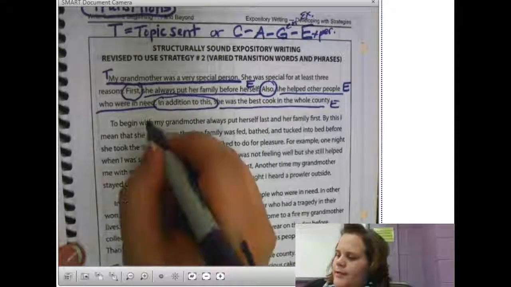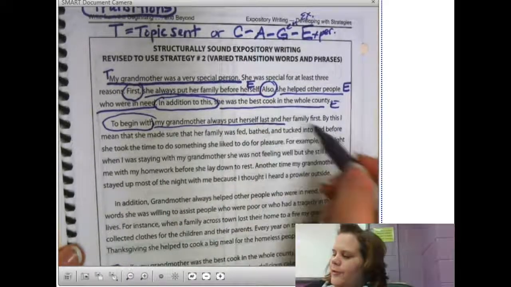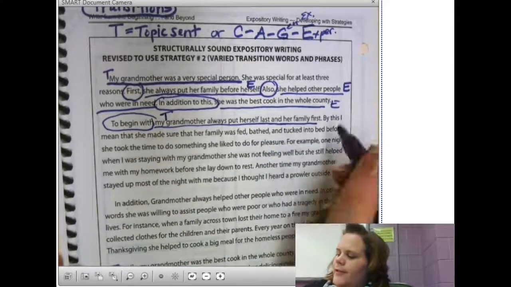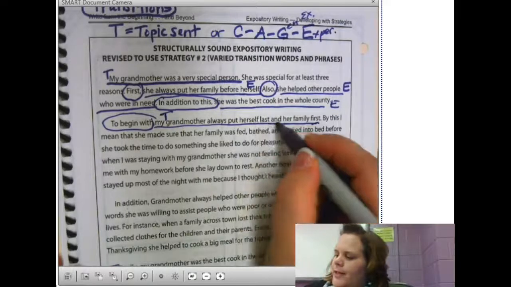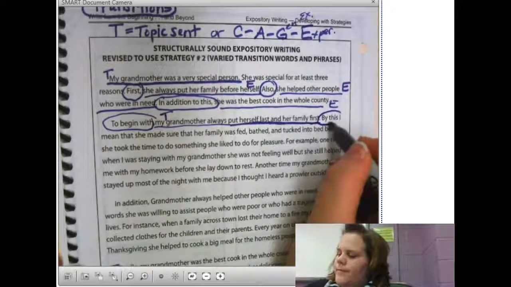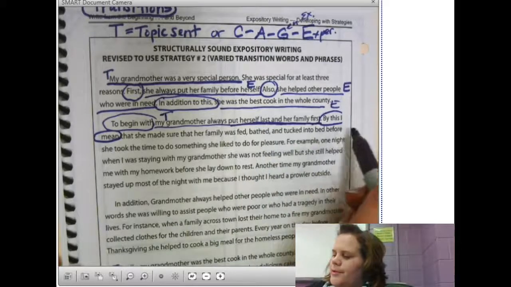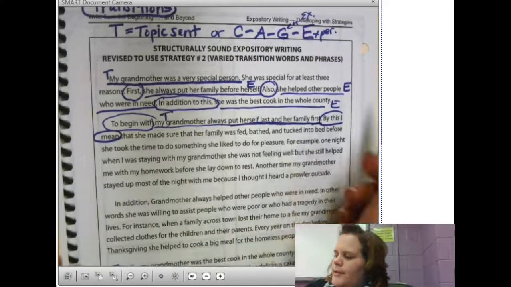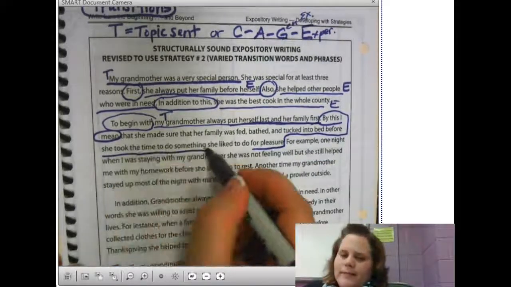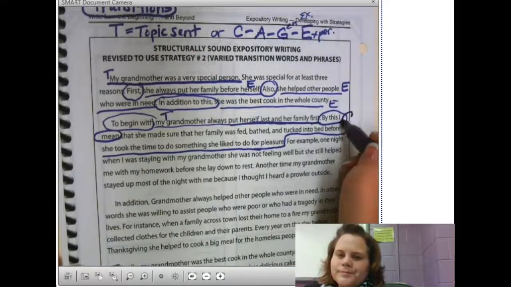To begin with, transition: my grandmother always put herself last and her family first. This whole thing right here is a topic sentence. So that means that everything in this paragraph has to be about her putting herself last and her family first. By this I mean, this is your transition, that she made sure her family was fed, bathed, and tucked into bed before she took time to do something she liked to do for pleasure. So what is this whole thing right here? If it says "by this I mean," you're kind of telling me what that was, and that's a clarification.